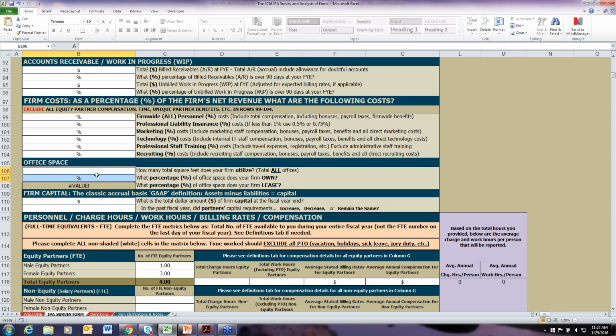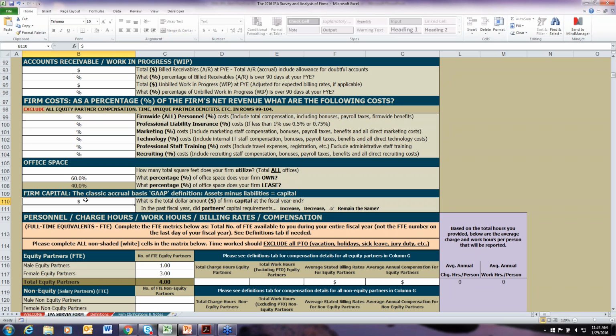And you'll see in row 108, we have set it up so that 107 plus 108 will equal 100%. Apparently, some firms were having trouble having their owned plus leased space add up to 100%, so we've done that for you. All right, down to row 110, firm capital.